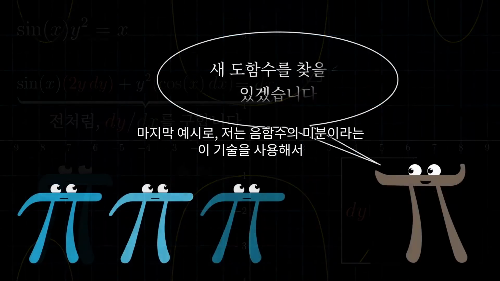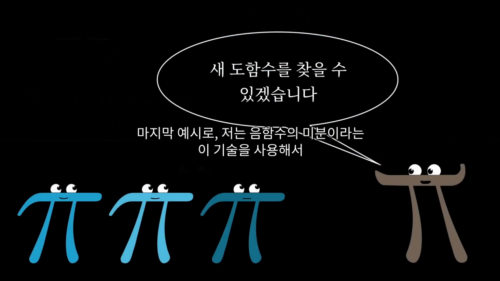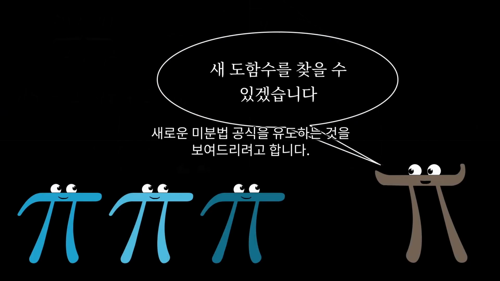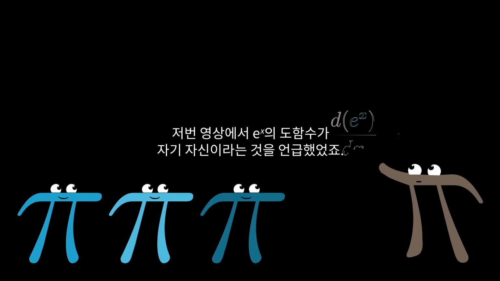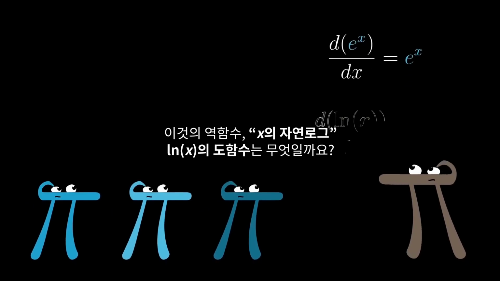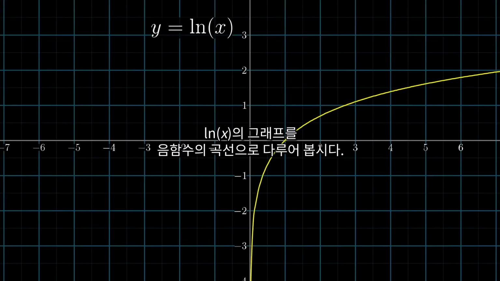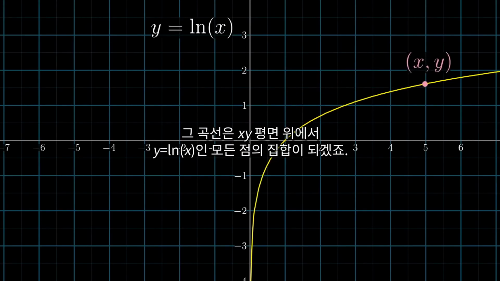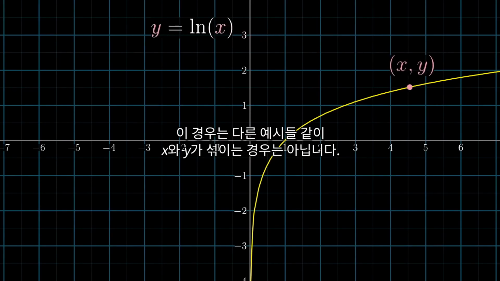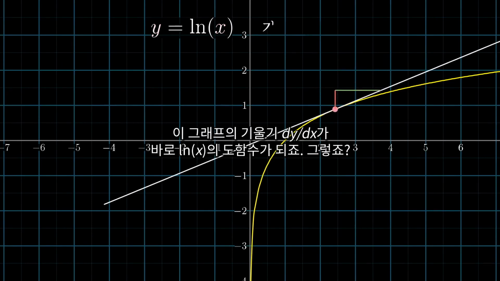As a final example here, I want to show you how you can actually use this technique of implicit differentiation to figure out new derivative formulas. I've mentioned that the derivative of e to the x is itself. But what about the derivative of its inverse function, the natural log of x? Well, the graph of the natural log of x can be thought of as an implicit curve. It's all of the points x, y on the plane where y happens to equal ln of x. It just happens to be the case that the x's and the y's of this equation aren't as intermingled as they were in our other examples. The slope of this graph, dy divided by dx, should be the derivative of ln of x, right?